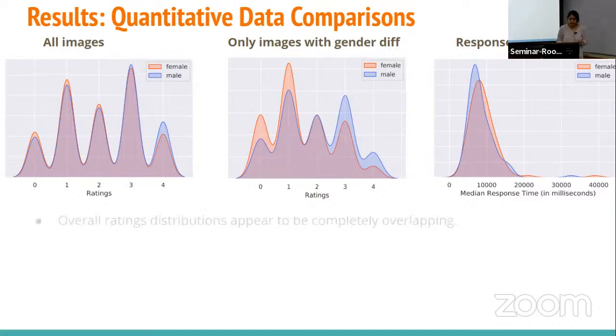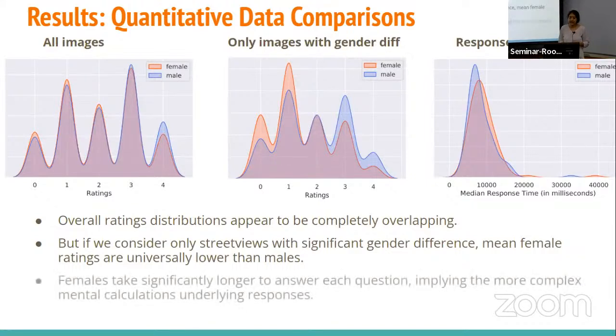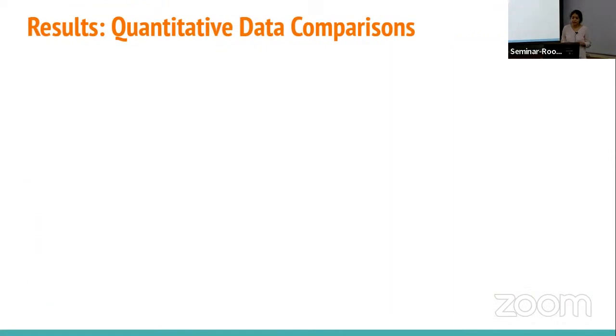So overall, this is a very simple analysis, but it tells you things. Overall ratings distributions appear to be completely overlapping, but if we consider only street views with significant gender differences, female ratings are universally lower than male. And females also take significantly longer to answer each question, implying potentially more complex mental calculations underlying their responses, right? So that's part of the quantitative comparison.